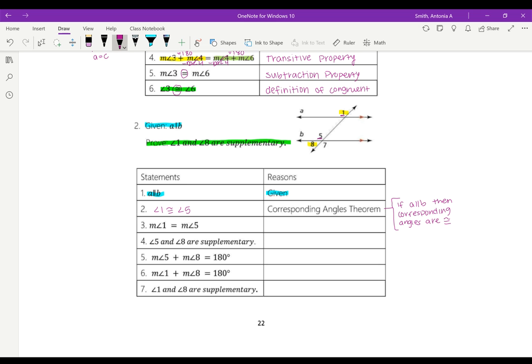So let's now look at number 3. Number 3 says the measure of angle 1 equals the measure of angle 5. So kind of up above in number 1, we have the same situation going on. We're changing between congruent and equals. They mean the same thing. Because they mean the same thing, my reason is the definition.